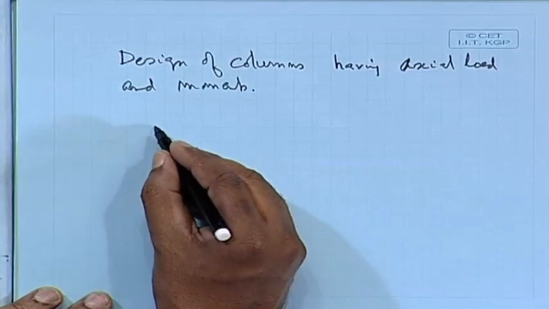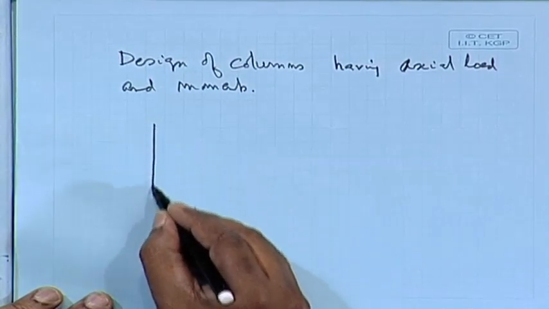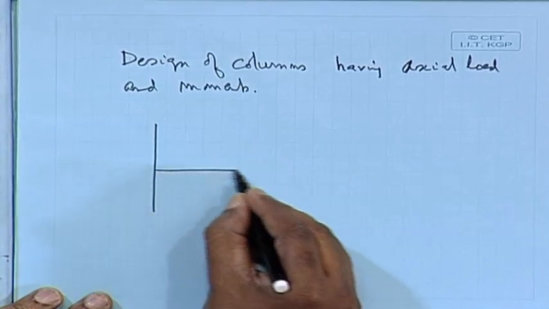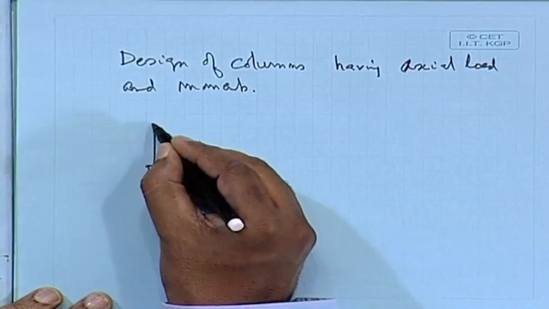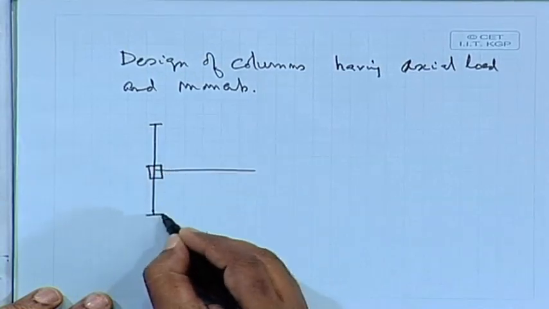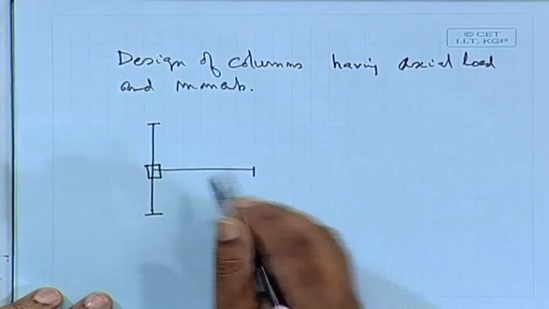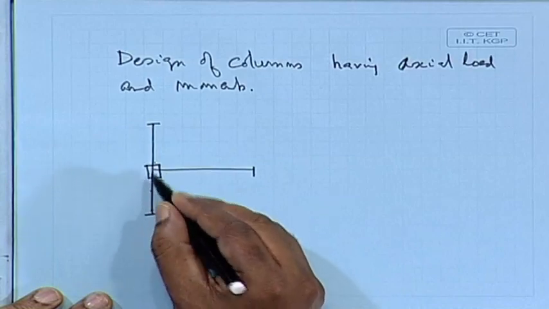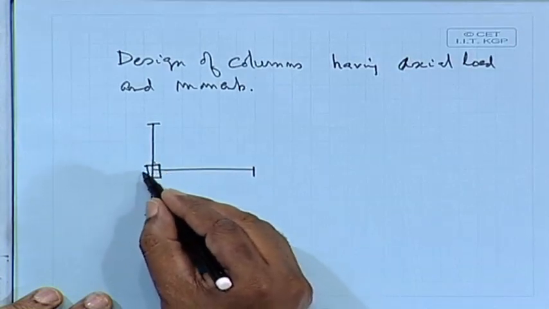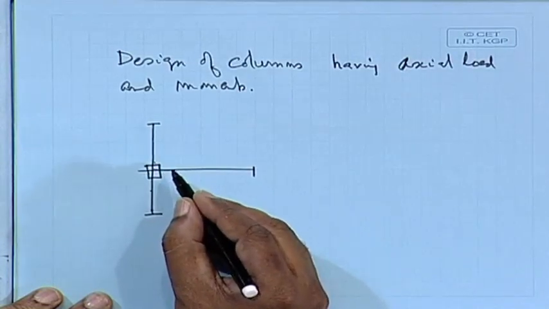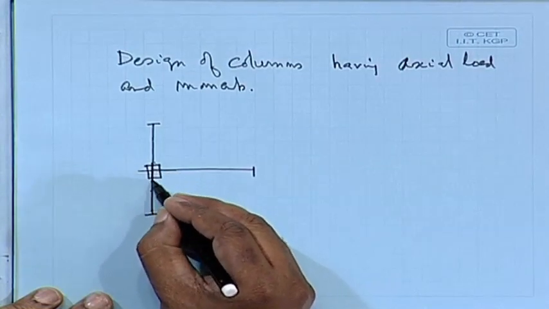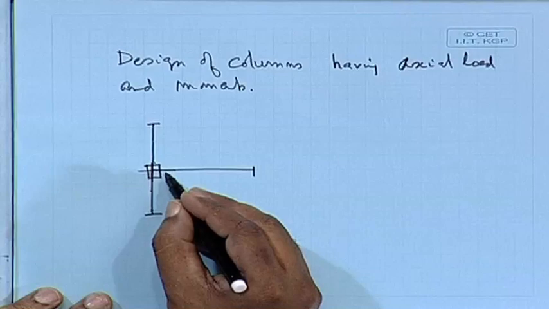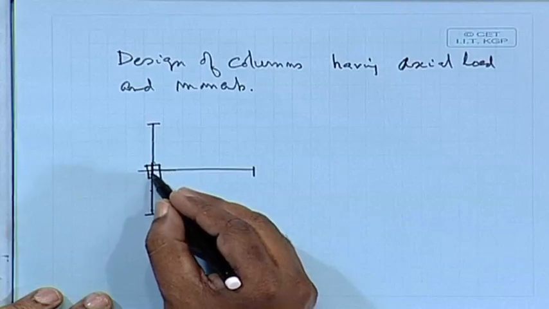If this is a beam, say, and here is a column. If the span is equal and loading is equal, I can say that on this side there is no moment, about this one there is no moment, whereas about this axis there is a moment applied. In addition to the axial load, the moment is also here.